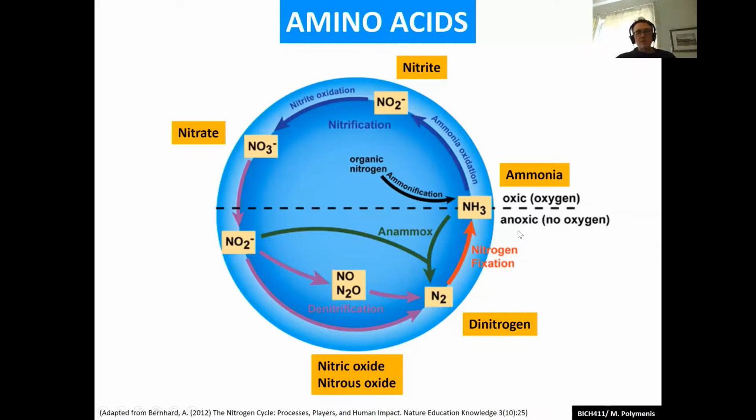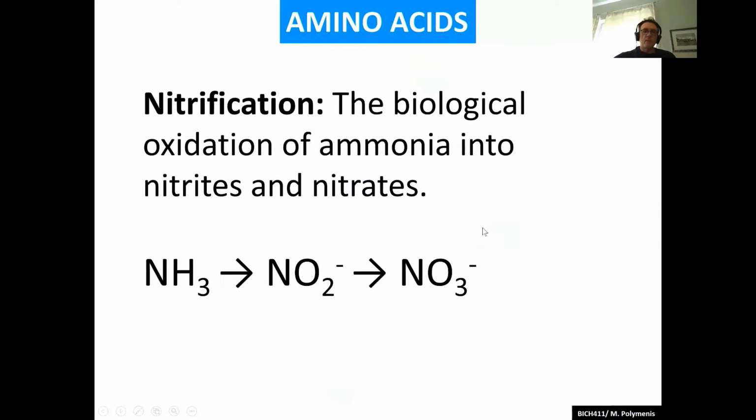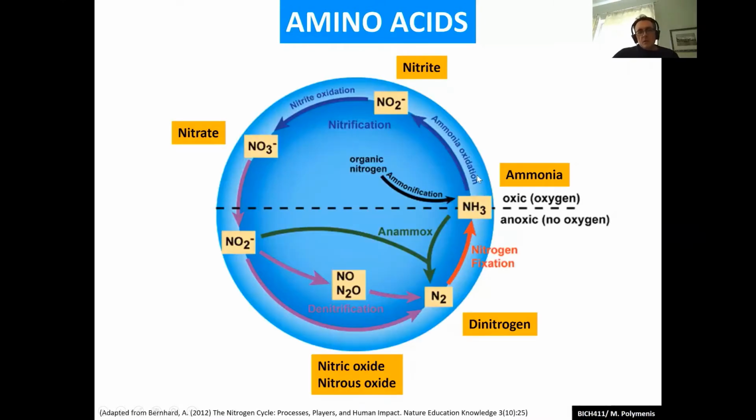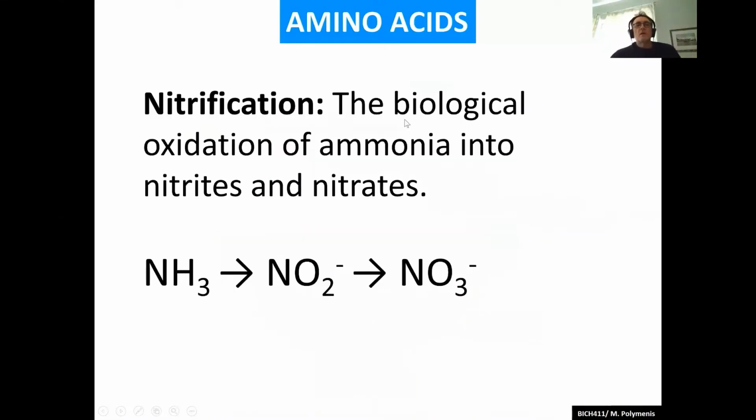And it's an extremely important process. Okay, and without it, again, there won't be life. So we'll see how that happens too. But let's start with this nitrification process and the first step, how we go from ammonia to nitrite. So nitrification, again, is the biological oxidation of ammonia into nitrites first and then nitrates.